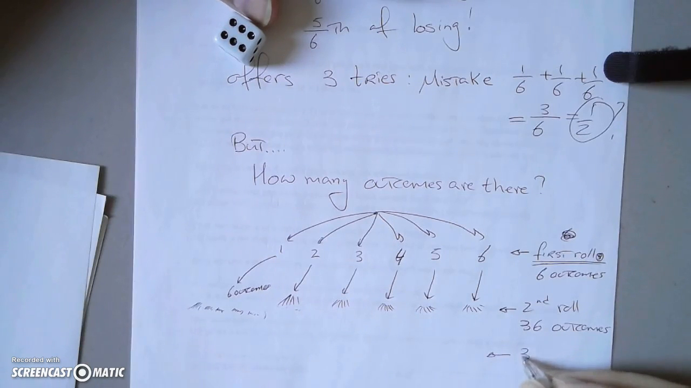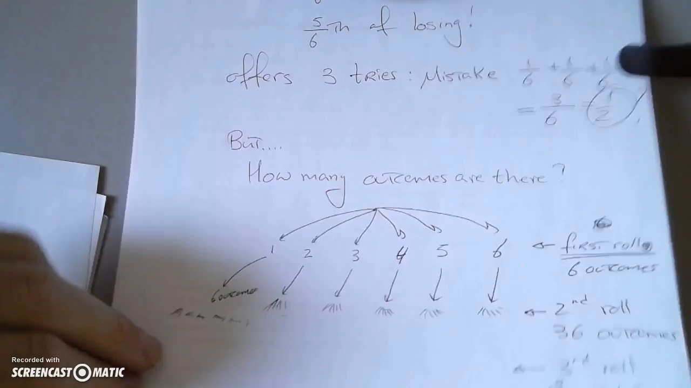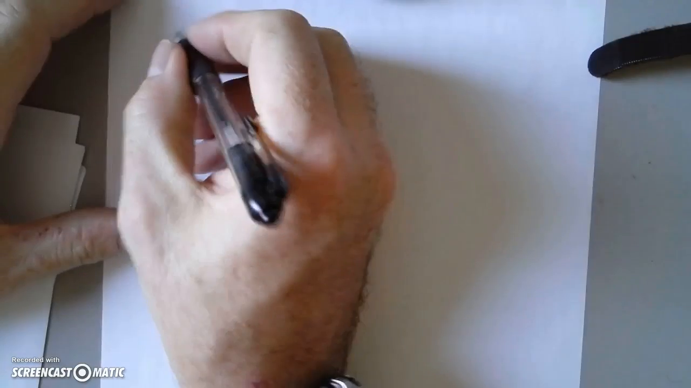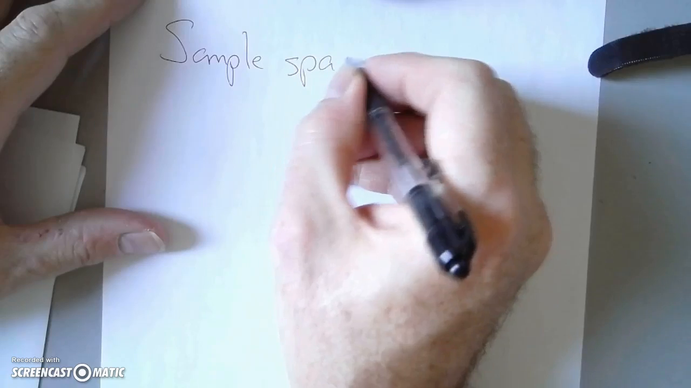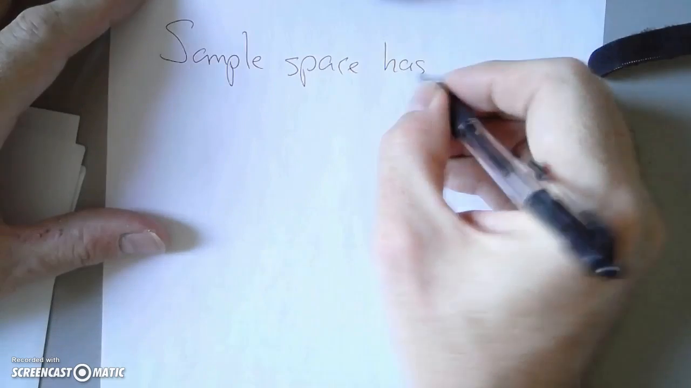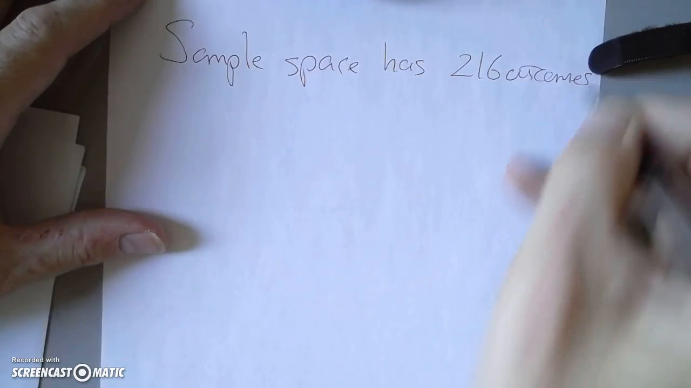So by the third roll, there are 6 cubed, or 216 outcomes. Now, why is that important? Well, if there are 216 things that can happen, that's your sample space. So your sample space has 216 outcomes.